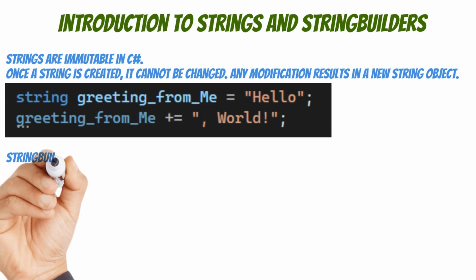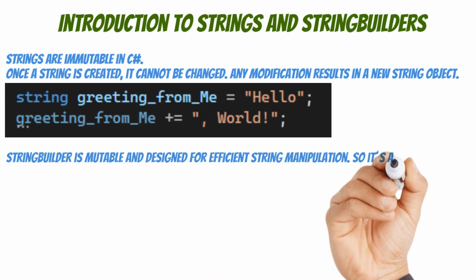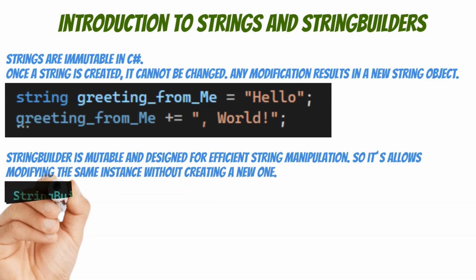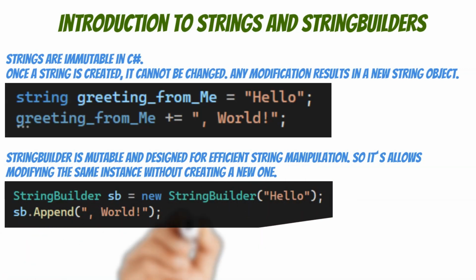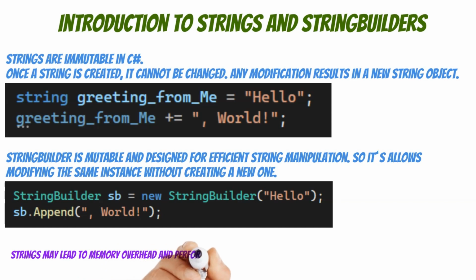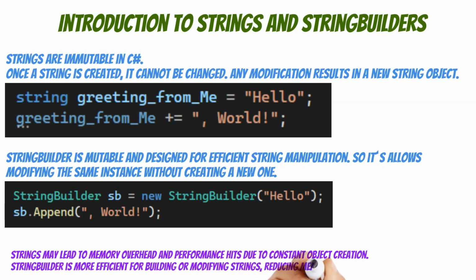StringBuilder is mutable and designed for efficient string manipulation. So it allows modifying the same instance without creating a new one. This modifies the existing StringBuilder instance. Strings may lead to memory overhead and performance hits due to constant object creation. StringBuilder is more efficient for building or modifying strings, reducing memory usage and improving performance.